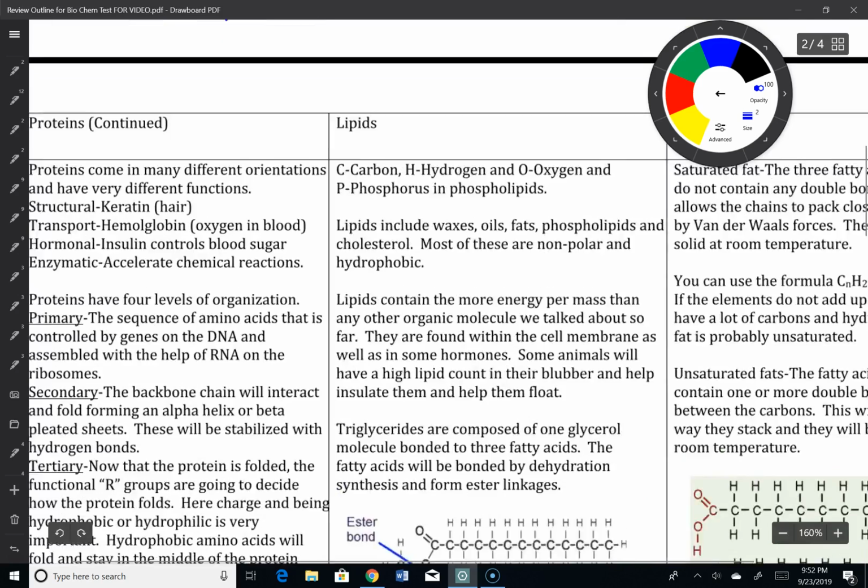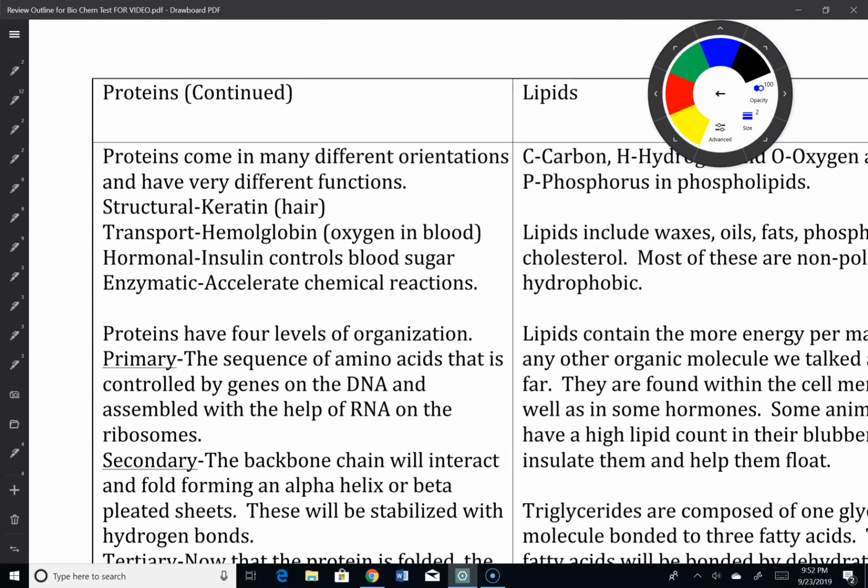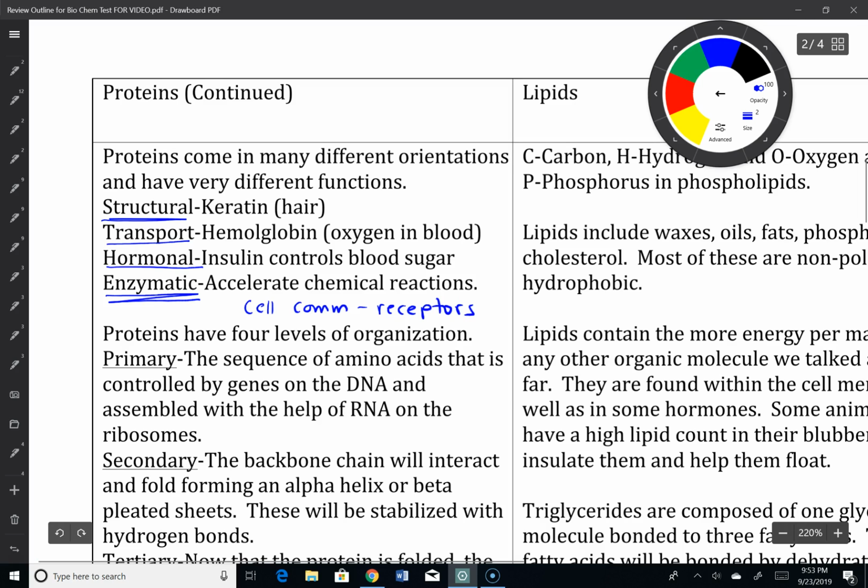Moving along, proteins are going to come in many different orientations, and some will have very different functions. They could be used to transport in the form of hemoglobin. They could be hormonal, like insulin. They can be enzymes. That's going to be your major giveaway. They could be structural. They could help in cell communication, and in cell communication, they could be receptors. So proteins are a wild card, and they come in all different shapes and structures.